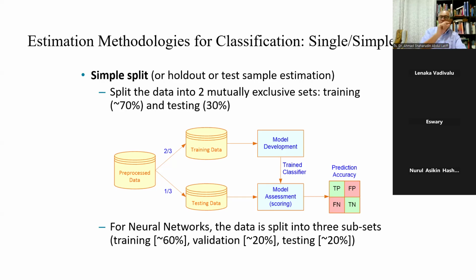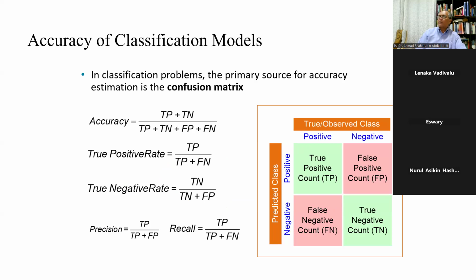We call it a neural network, with smaller attributes. When you do classification, we can break them into attributes, and these attributes have granularity. So you can read more about artificial neural networks, where data is split into three subsets: training, validation, and testing. Training is 60%, validation 20%, and testing another 20%. But with the simple split, you just break it into 70% and 30%, and then you develop the model. You test the model, use the scoring. How do you test it? Using the prediction accuracy, or what we call the confusion matrix.